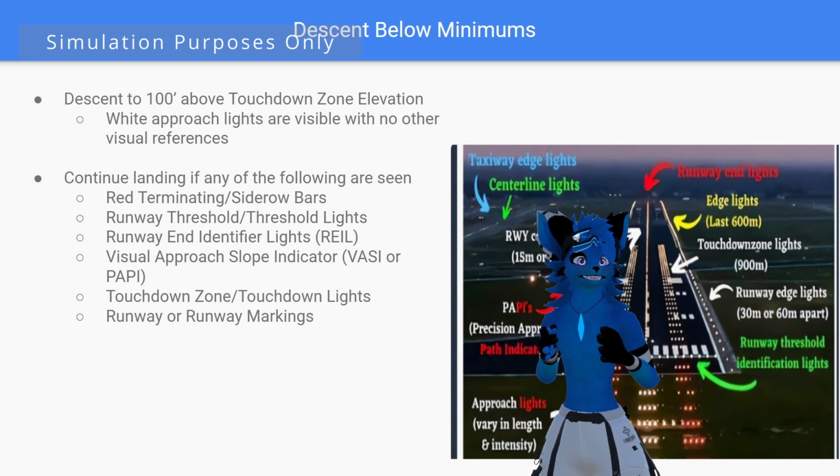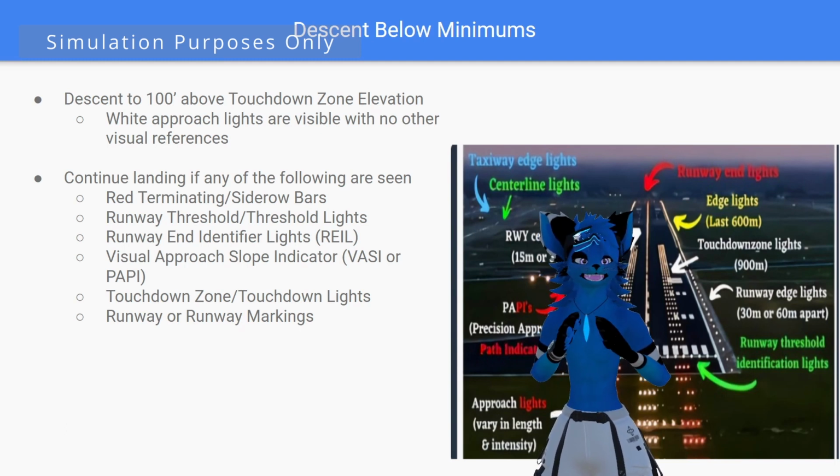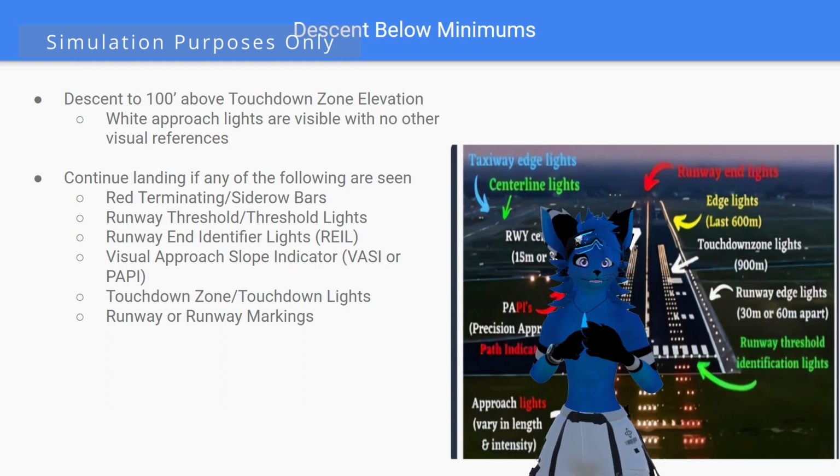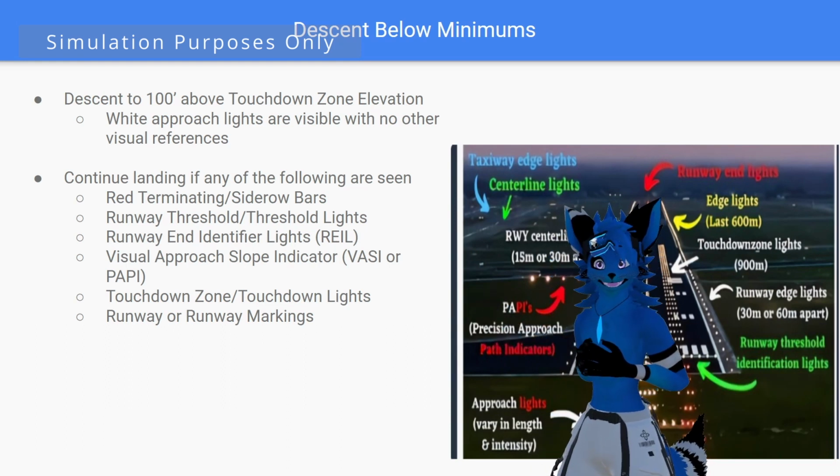So you are permitted to descend 100 feet above the touchdown zone elevation when you can see the white approach lights with no other visual references. You can then continue with the landing if you can see the following visual cues on the runway.